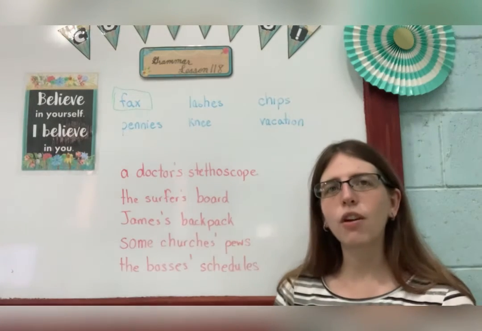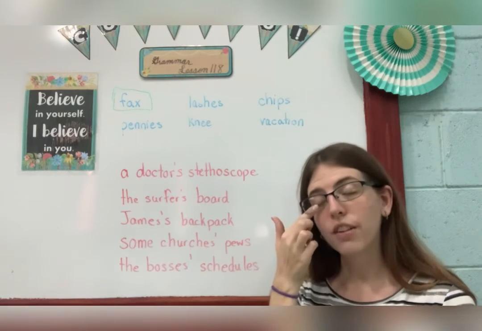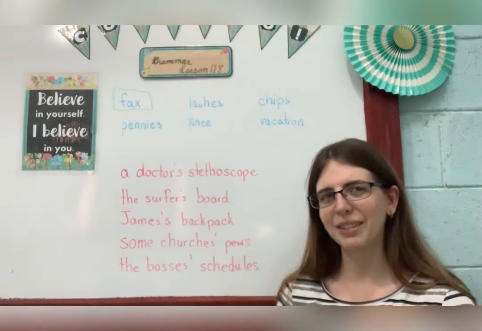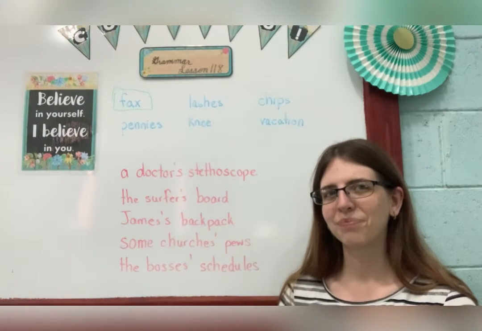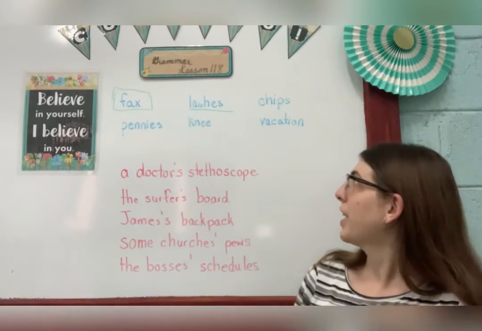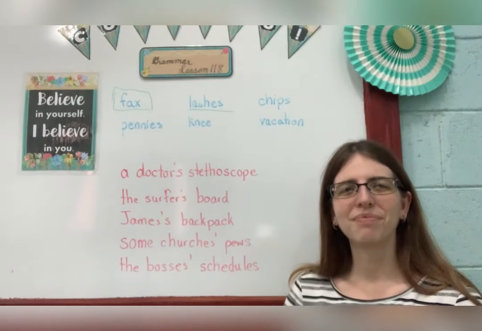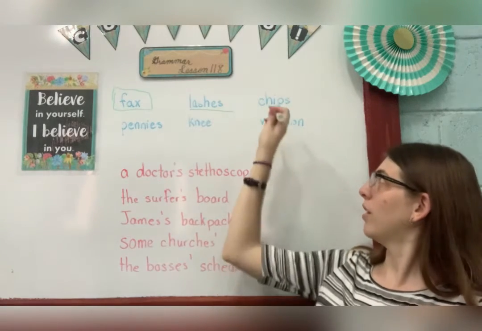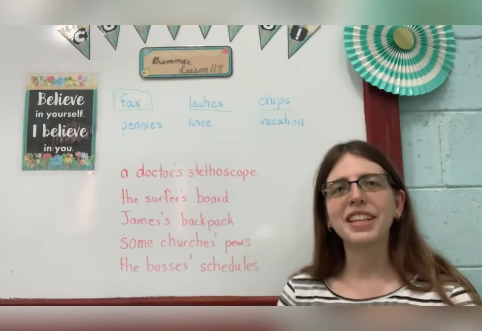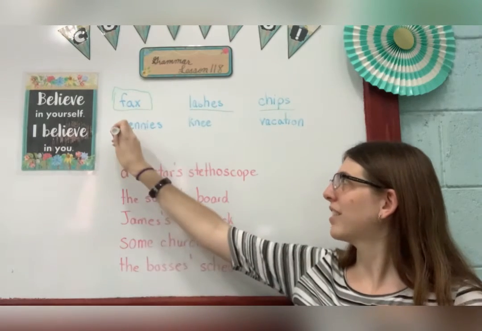Lashes, is that singular or plural? Lashes, those are the little hairs on the end of your eye that protect your eye from dust getting into it. Lashes, your eyelashes. Plural, that's right, you've got an S on the end. Okay, chips, churros, singular or plural? Plural, if you had just one, it would be chip. Pennies, singular or plural? Plural, you have an S on the end.